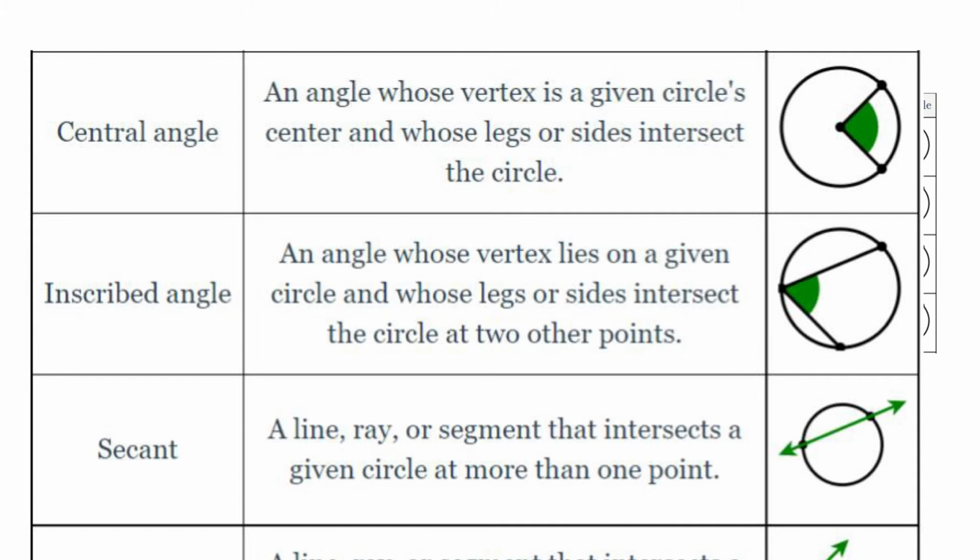But remember that we have radii throughout our circle here, so its legs are going to be radii, and they should be equal. But that's called a central angle.